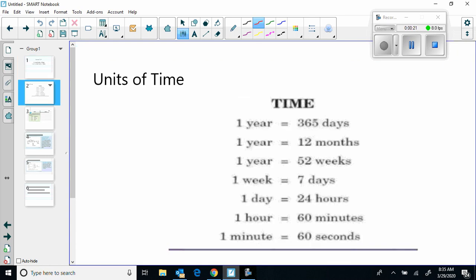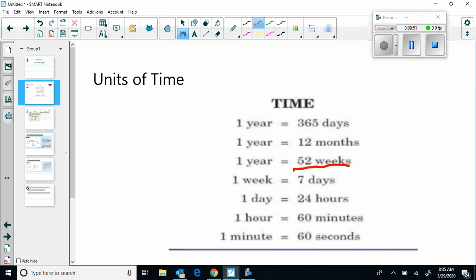The next slide are the units of time, and I do want you to go ahead and write these down because we need to know that 1 year is 365 days. We also need to know that 1 year is 12 months, and most importantly, that 1 year is equal to 52 weeks. I've noticed that sometimes we encounter story problems where it asks you to convert a year into weeks, and it's just something you need to know. So 1 year is equal to 52 weeks is very important.